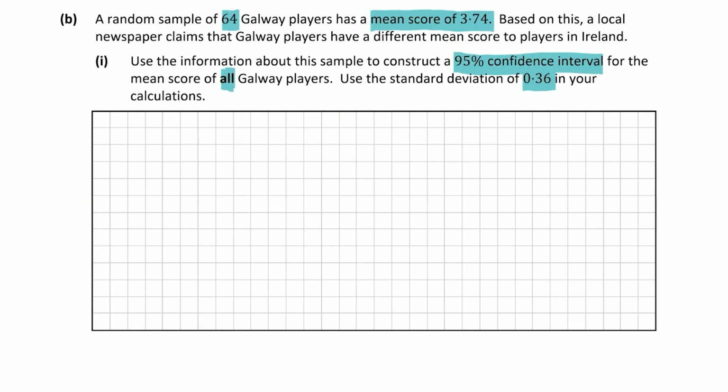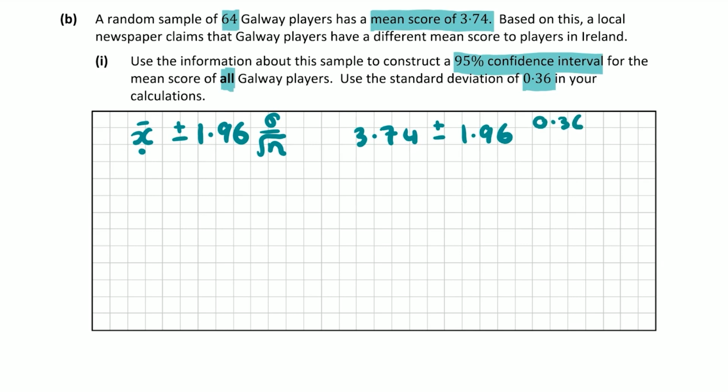So, to construct a confidence interval, we're going to use the following formula. And we're going to fill it in as follows. So this is going to be our sample mean, okay? So the mean scores of the sample, so that is 3.74 plus or minus 1.96 by the standard deviation, which we're told to use 0.36, all over the square root of the sample size. So the square root is 64. So let's put this into our calculator.